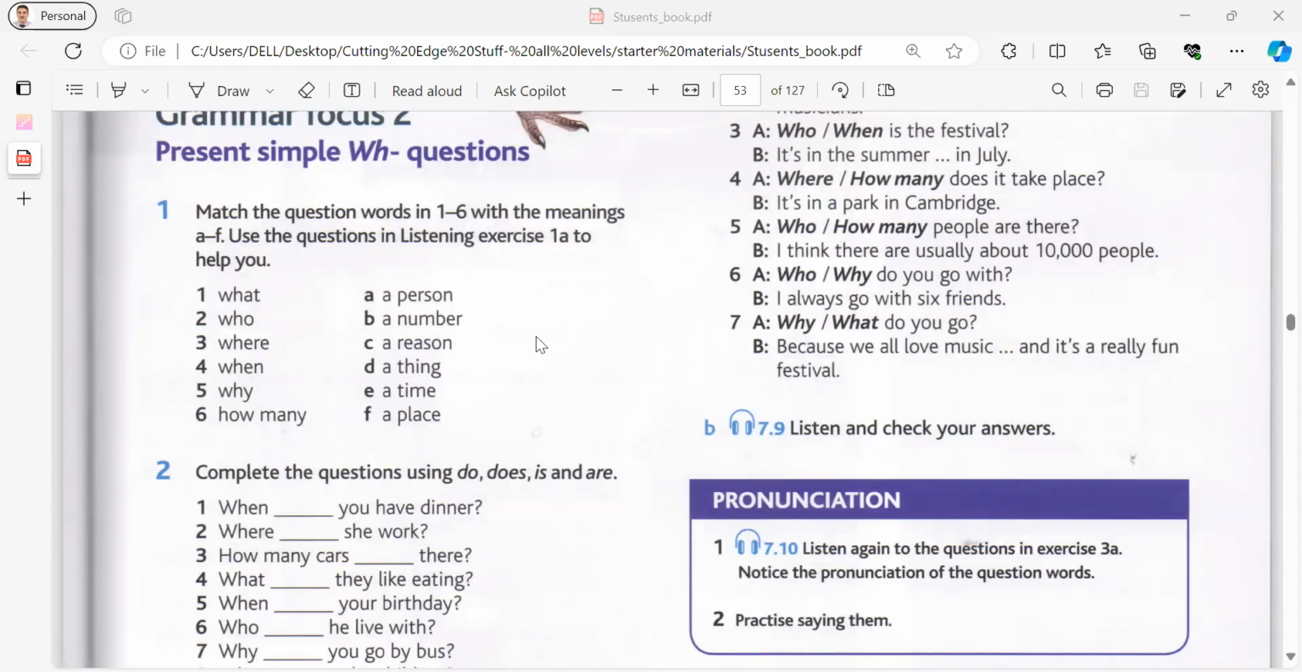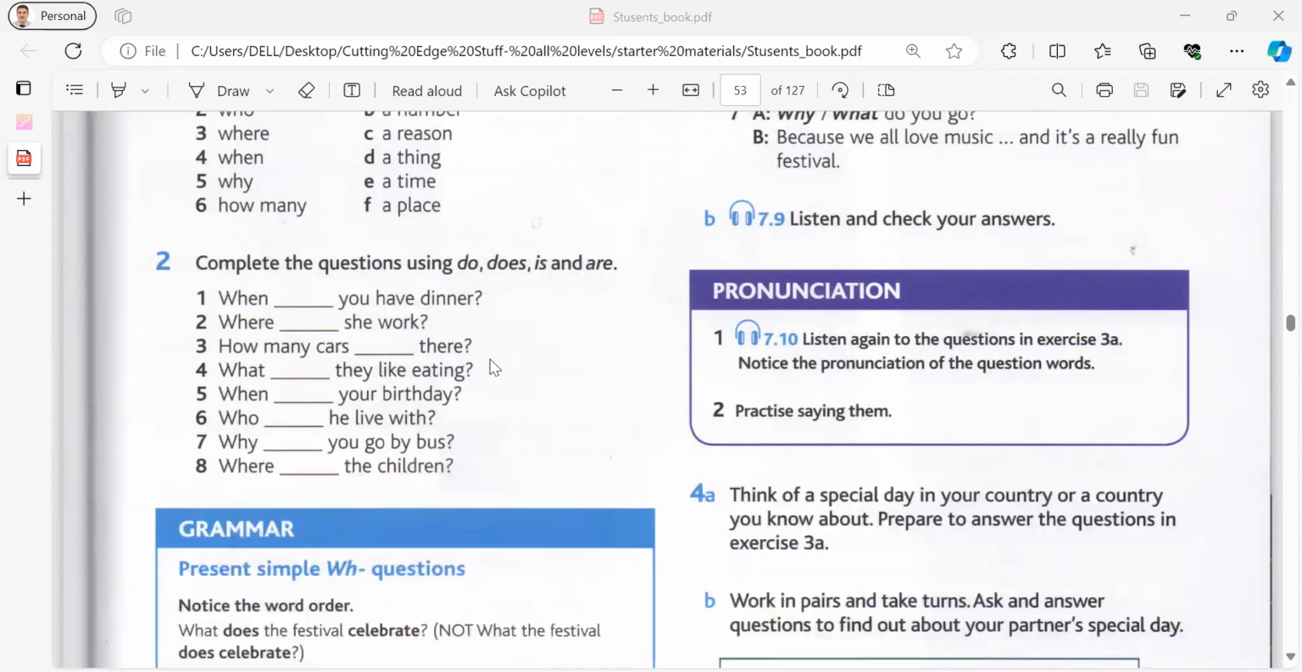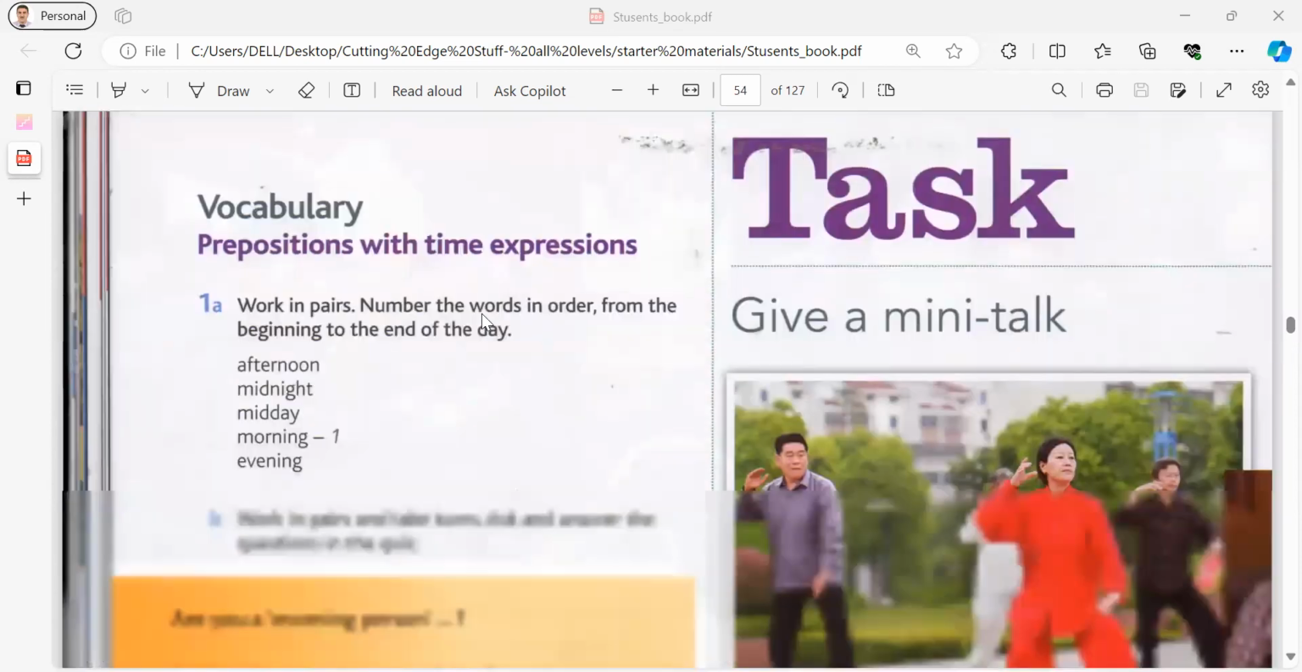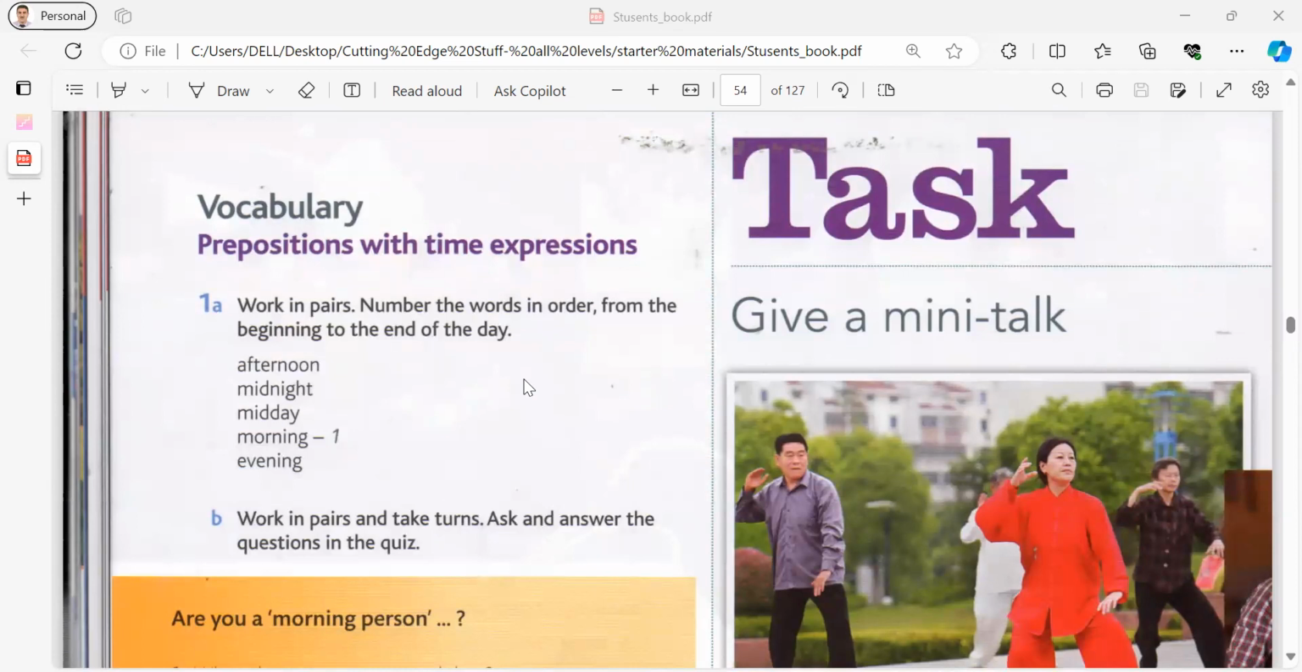If I ask you, Sultan, how many students are there in your classroom? There are 25 students, right? When do they usually get up, Fahad? What time do they usually get up? At 6 o'clock. At 6 o'clock, right?